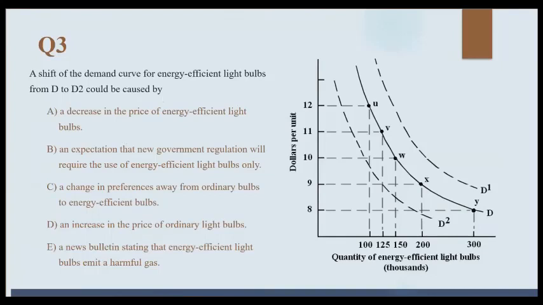I'll open up a poll here. Okay, go ahead. I'll start my countdown. 3, 2, 1. Okay, you can see the poll, right? Very good job. Almost all of you got it correct. A is not right because it's talking about a movement along the curve, and the question asks what's causing the shift from D to D2. B, C, and D all refer to a shift to the right in the demand curve.